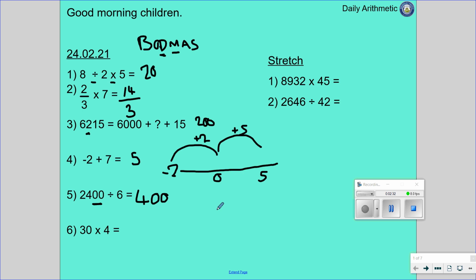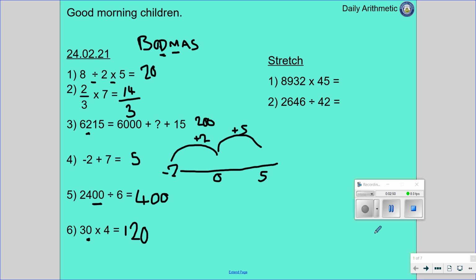Question 6. Again, I need to use what I know. I know that 3 times 4 is 12. But this question says 30 times 4. So it's 10 times bigger. So my answer must also be 10 times bigger as well. So my answer is 120.